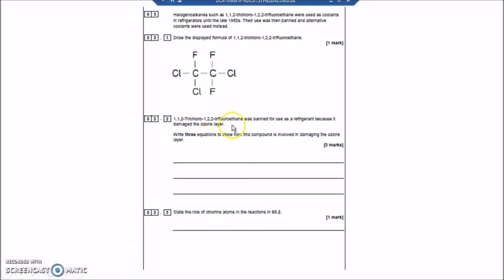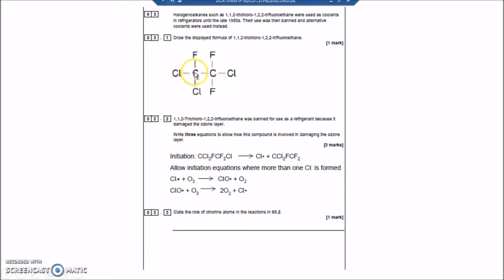Write 3 equations to show how 1,1,2-trichloro-1,2,2-trifluoroethane, a chemical that was banned for use as a refrigerant, reacts with the ozone layer. I'm just going to show you this so I can talk you through it. What you've got is CCl2F, CF2Cl.